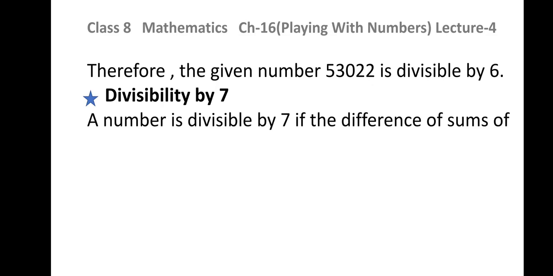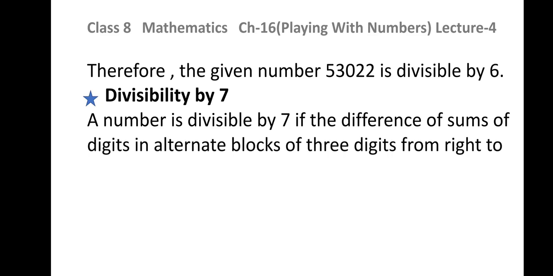A number is divisible by 7 if the difference of sums of the digits in alternate blocks of 3 digits from right to left is divisible by 7. What does this statement mean? A number is divisible by 7 if the difference of the sums of digits in alternate blocks of 3 digits from right to left is divisible by 7. Let us understand this with the help of an example.